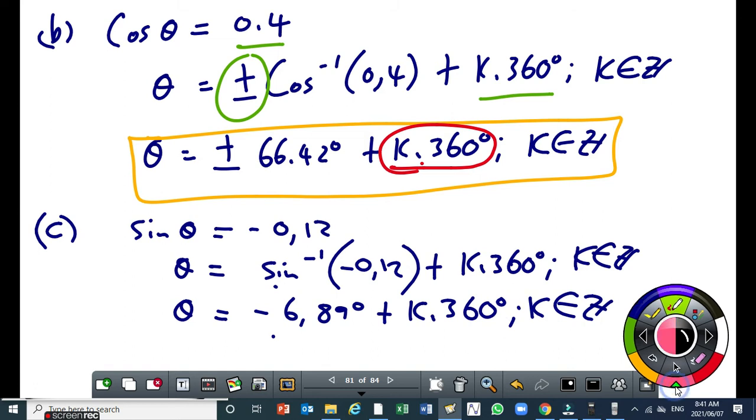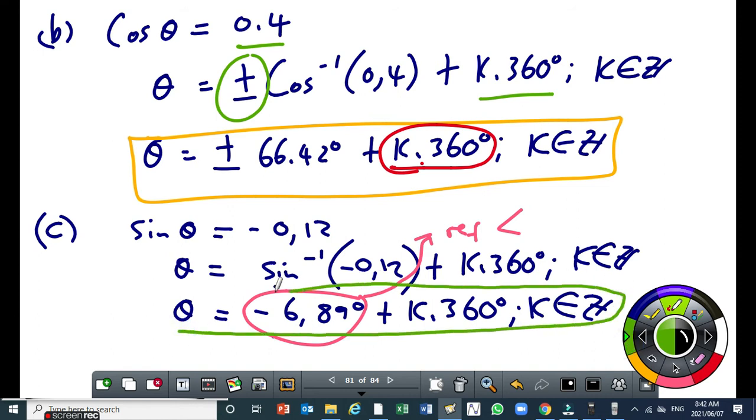This angle here, that's the reference angle. The angle that you get from your calculator is called the reference angle. For sine now, we don't stop here. This is the first answer that I got here. For sine, we have a second general solution. That second general solution, we get it by subtracting the reference angle from 180 degrees, which is what I told you last day.